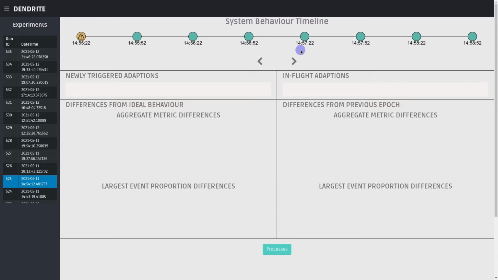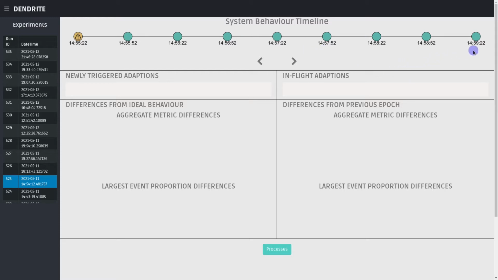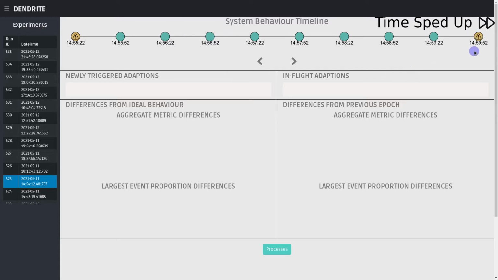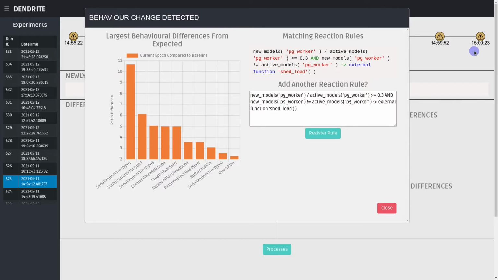Here, each circle corresponds to a 30-second window of system behavior. As the system executes, the interface updates to include the recent time window. Soon, we observe a change in system behavior. After one interval, Dendrite deploys a reaction rule as a remedy, shown in this top pop-up window. The left side of this window shows the largest behavior differences in terms of event proportion for the current interval compared to the expected behavior.